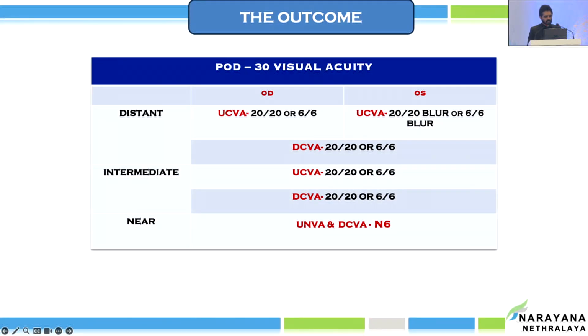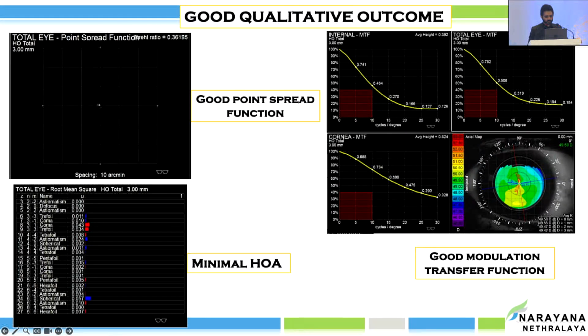And here you can see the patient was uncorrected 20/20 for both eyes, distance corrected was 20/20. For intermediate, uncorrected and distance corrected were 20/20, and even the near, uncorrected and distance corrected, was N6. Basically, the patient was perfect at all distances. Again, excellent visual quality too. But enough of all this now.